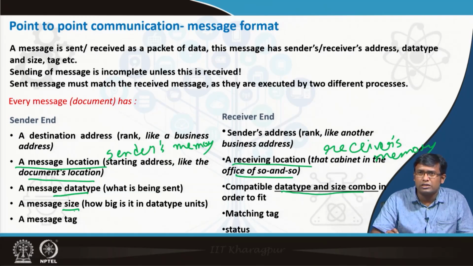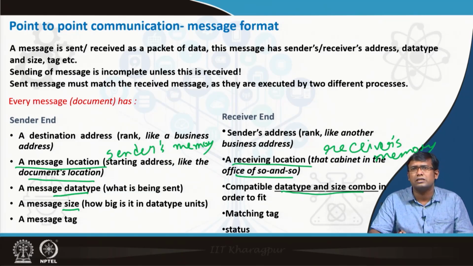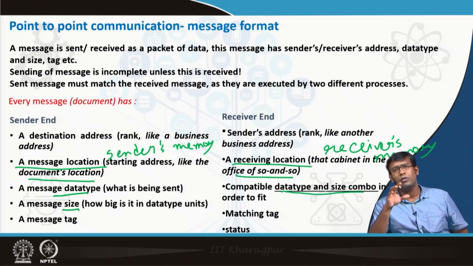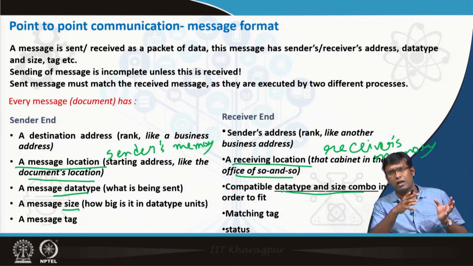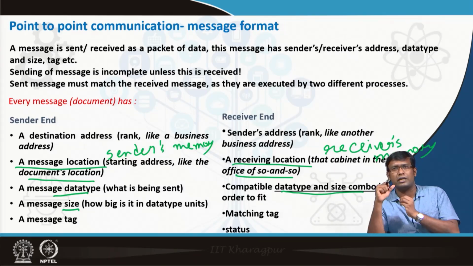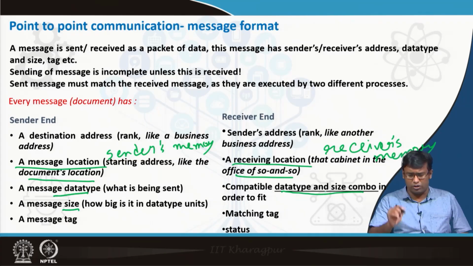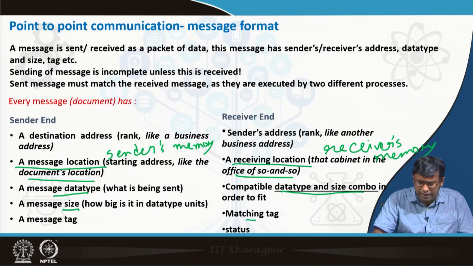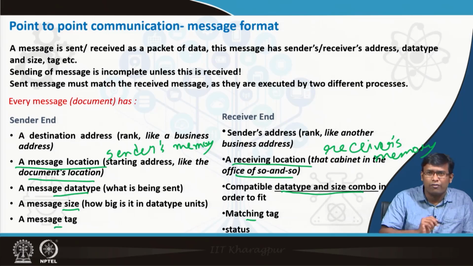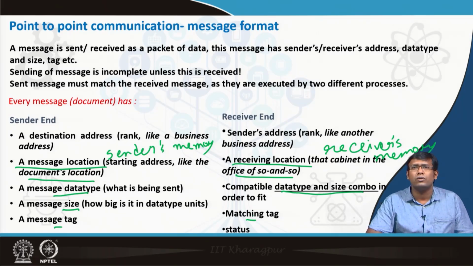However, we will see some examples, but the data type and size combo must match in order to fit, in order to see that this data has been sent and I can receive the entire data. So, the receiving location will be mentioned, and there should be enough space in the receiving location where it will be received; that also has to be mentioned. A matching tag: this data comes with a tag from the sender. The receiver end should also have a matching tag.